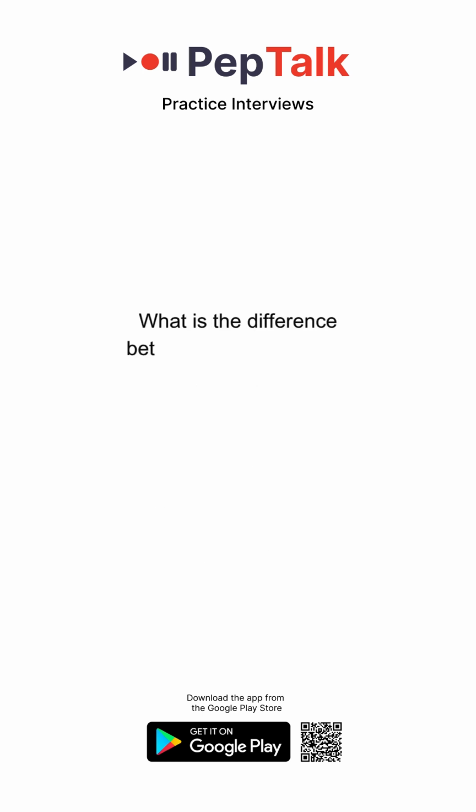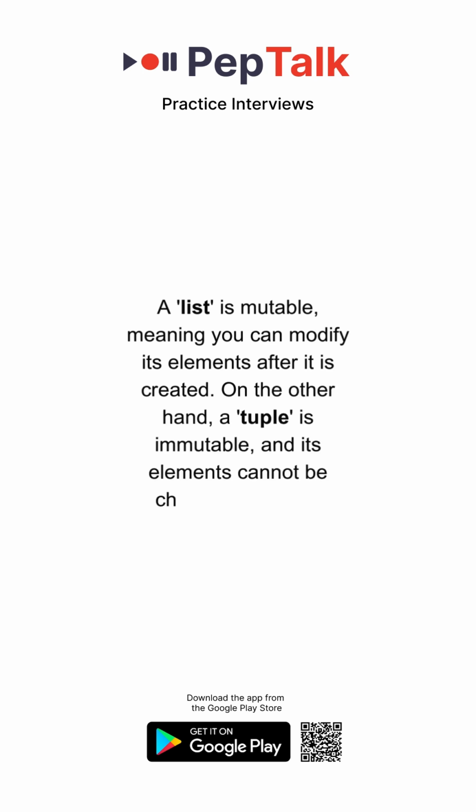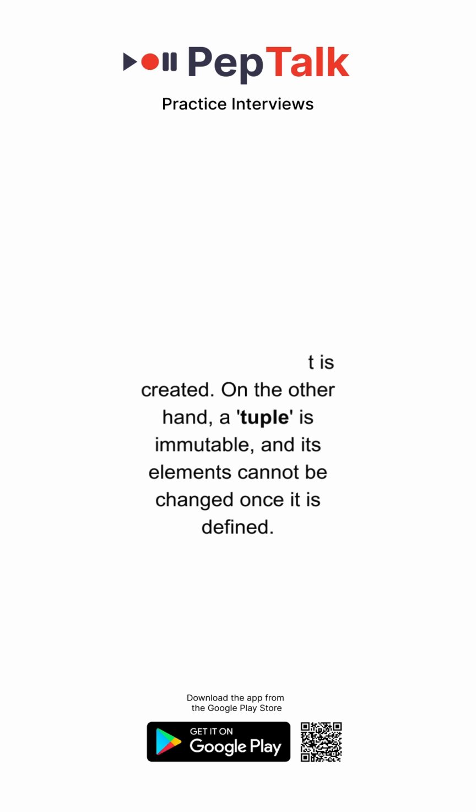What is the difference between list and tuple in Python? A list is mutable, meaning you can modify its elements after it is created. On the other hand, a tuple is immutable, and its elements cannot be changed once it is defined.